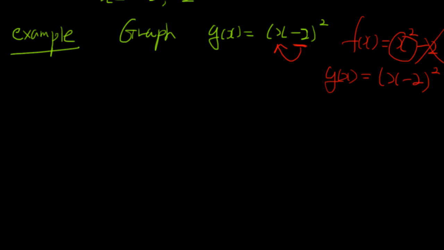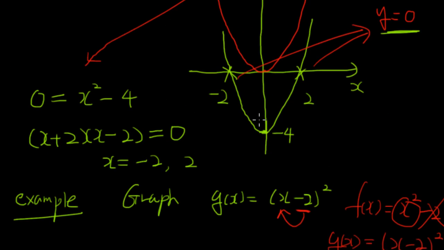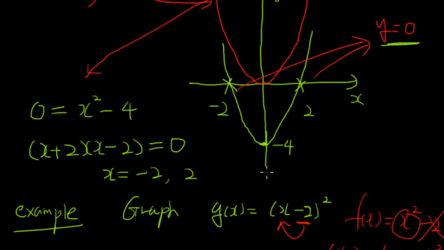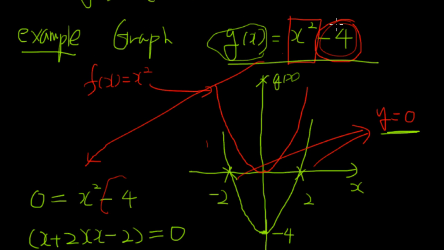So when we add or subtract not to the entire function, but to the x only, which way should we move? Remember, when we add a number or subtract a number from the original graph, we went up or down, right? In this case, we went down because of that minus 4, right?